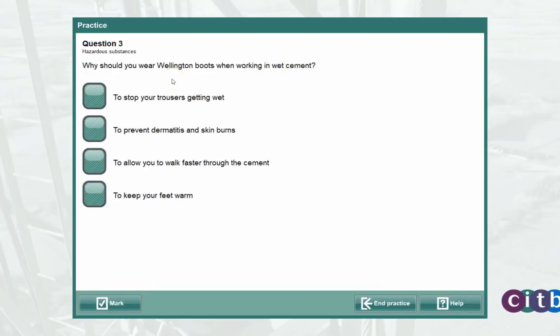Why should you wear Wellington boots when working in wet cement? To stop your trousers getting wet. To prevent dermatitis and skin burns. To allow you to walk faster through the cement. To keep your feet warm.